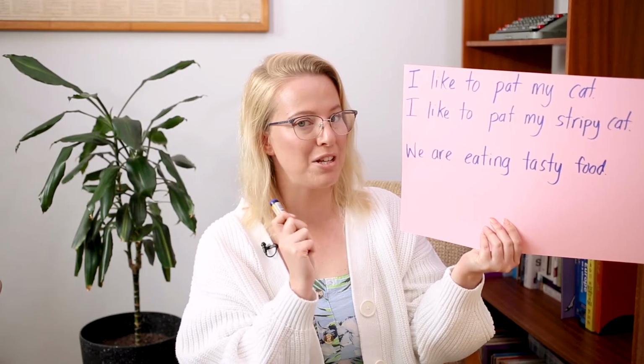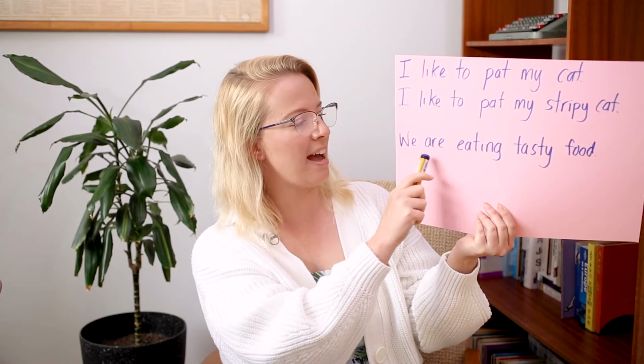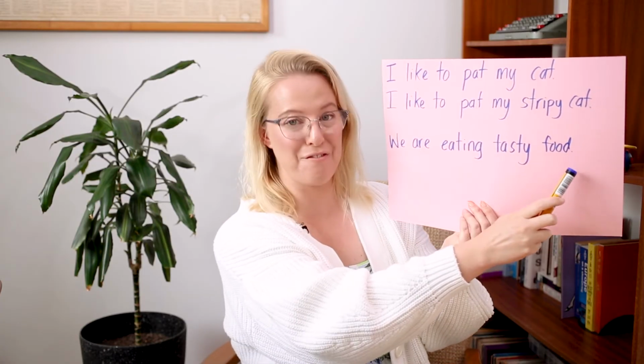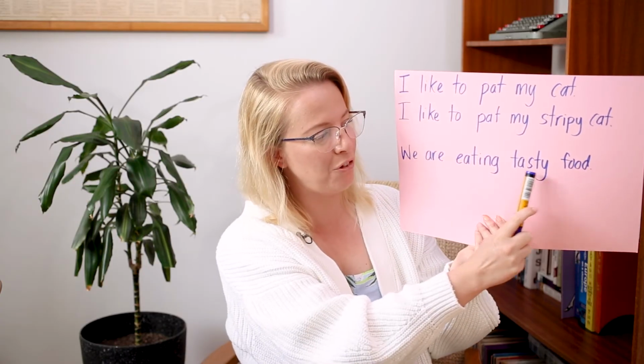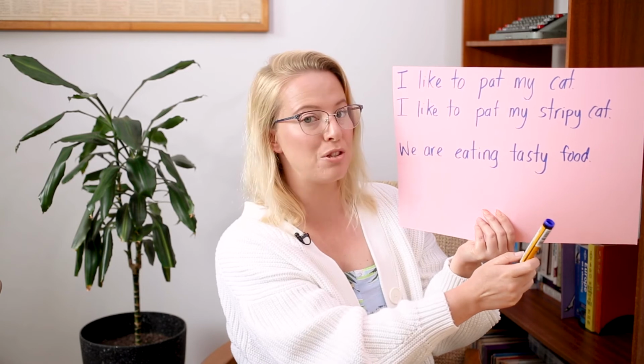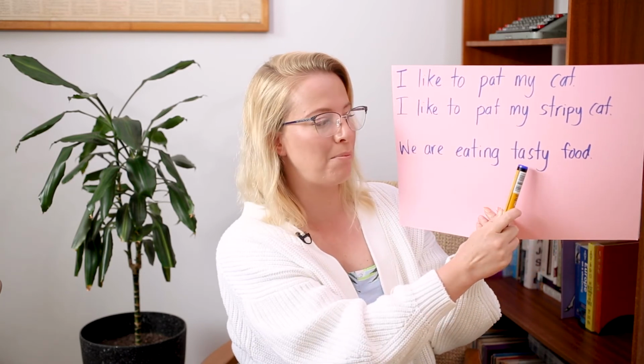All right, I've written my super sentence out. We are eating tasty food. So you can see that I put my adjective right before the word food because I'm describing the food, so I'm going to put my adjective right in front of it.